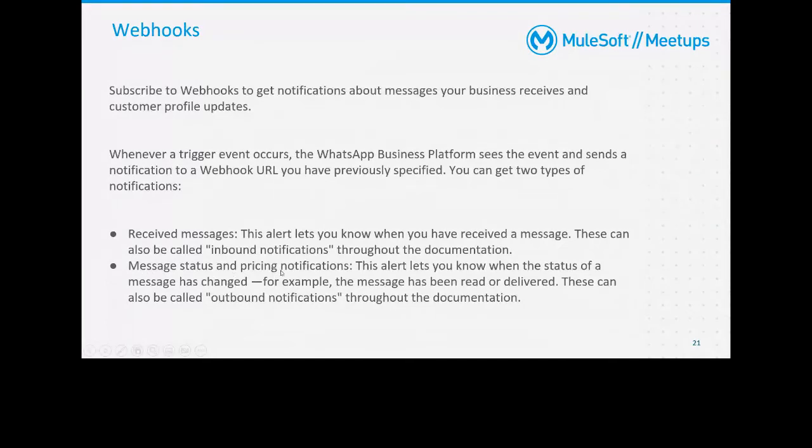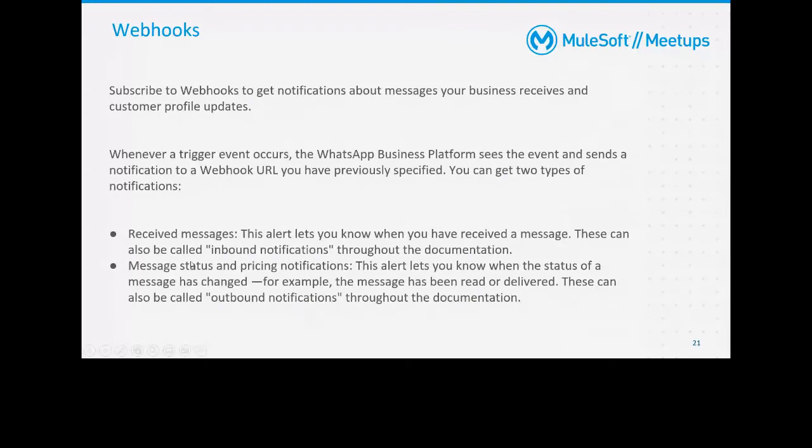And message status and pricing notifications. You can also get a notification when, for example, a user reads the message. We send the message, but the user hasn't read it. In some cases, you have sent a message and the user has not received it. When the user opens that message, a webhook will be triggered, and a message will be passed to that webhook that the user has seen the message.